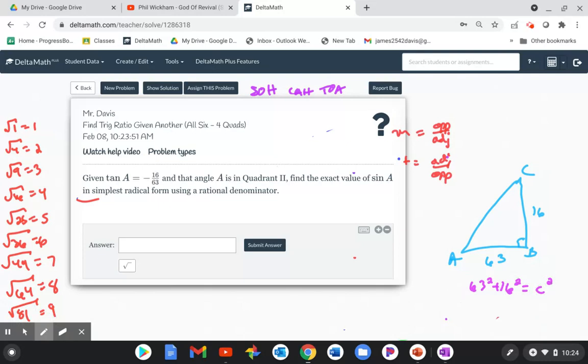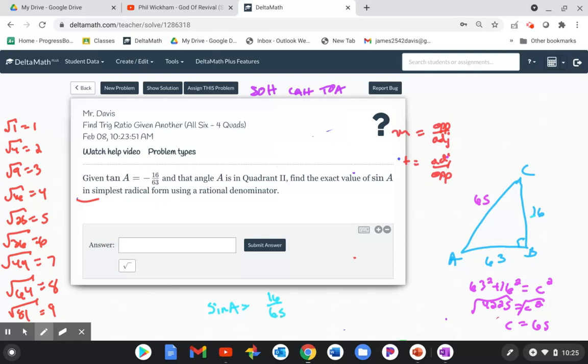Calculator for this one again. 63 squared plus 16 squared gives us 4225 equals c squared. So square root that to get c. All right, the square root of that is 65. That's good. So we can now find the sine. Sine of A. Opposite of A is 16. Hypotenuse is 65. And I don't think you can reduce that one either.